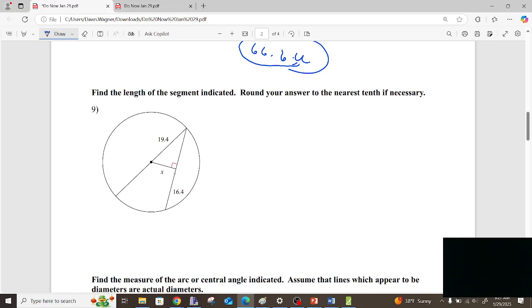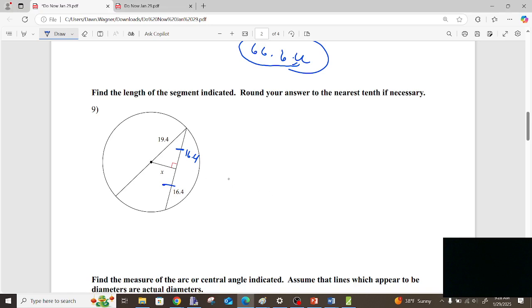Right here, we know that this chord, if I draw from the radius and it's perpendicular, that it cuts this in half. Remember? So if this here is 16.4, what's this over here? 16.4. Now I have a right triangle. Do you all see a right triangle? And it's asking for this leg of the right triangle.